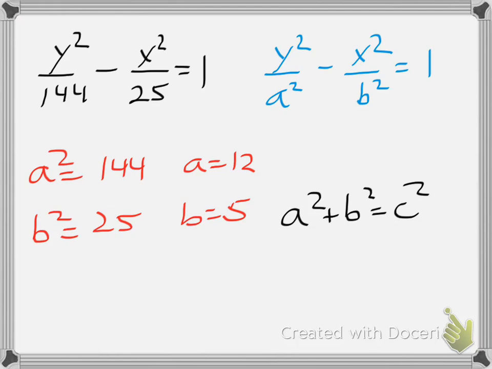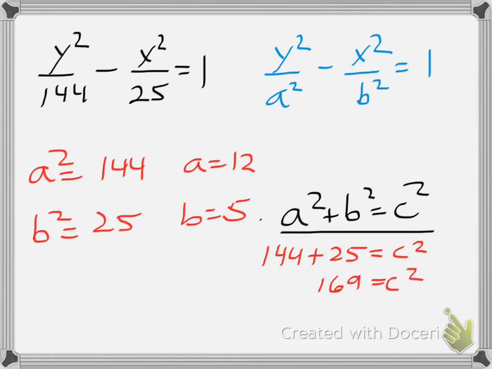So to identify my vertices, foci, and eventually my asymptotes, we find a and b. A is 12, b is 5. We use the general equation a squared plus b squared equals c squared to find our value for the foci. So I have 144 plus 25 gives me 169. So that means c is going to be 13. This time I'm able to take the square root and it works out evenly.